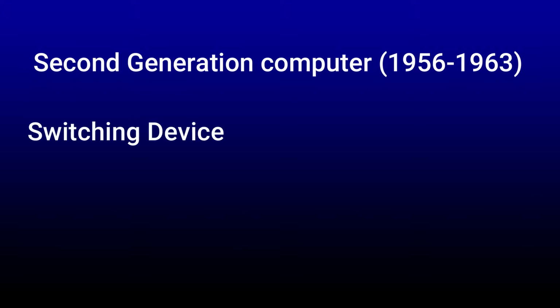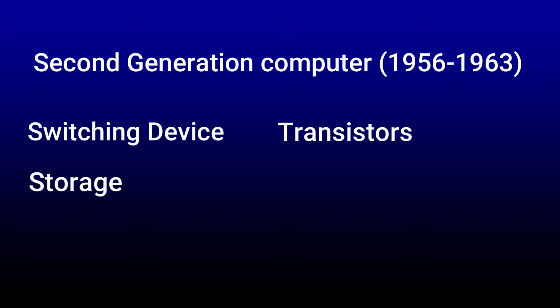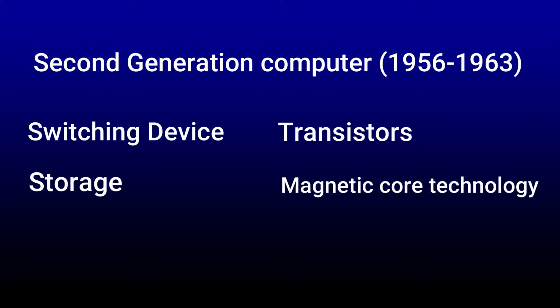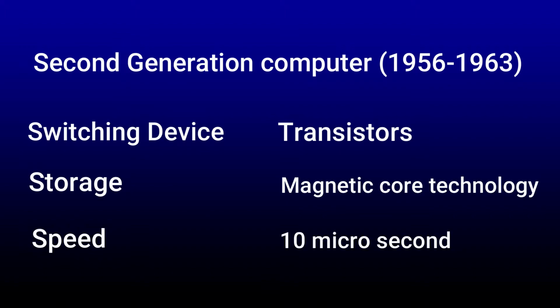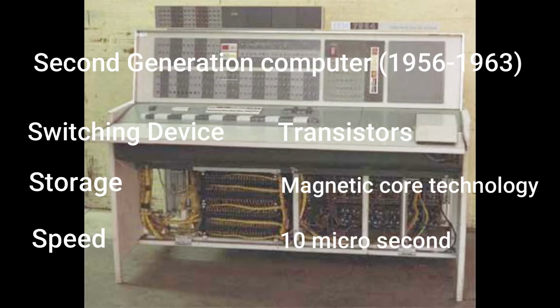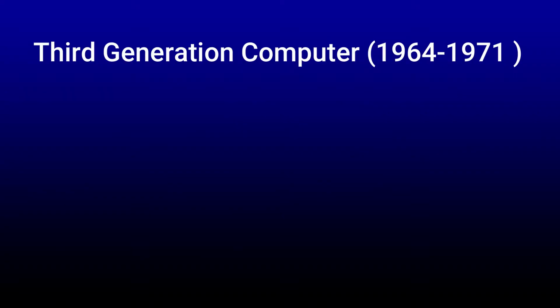The second generation computer used transistors instead of vacuum tubes. Now compared to the first generation computer, the second generation computers release a lesser amount of heat and can store more data and files. Next is the third generation computer.